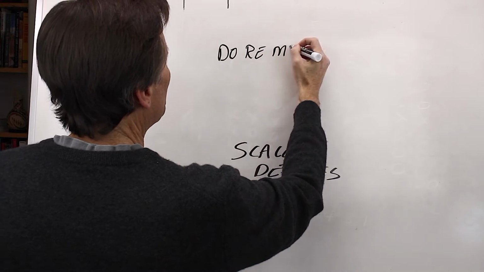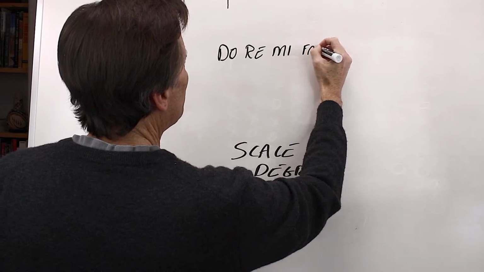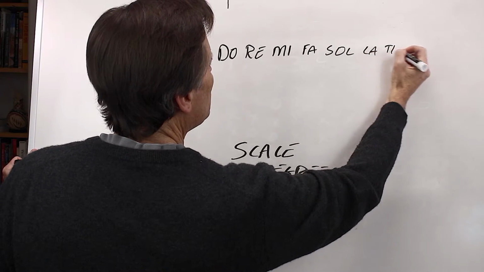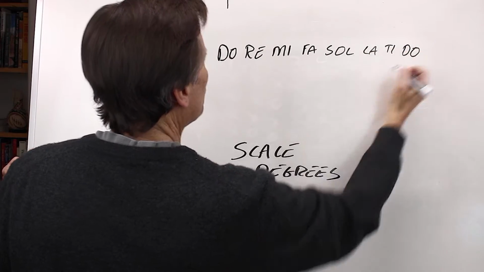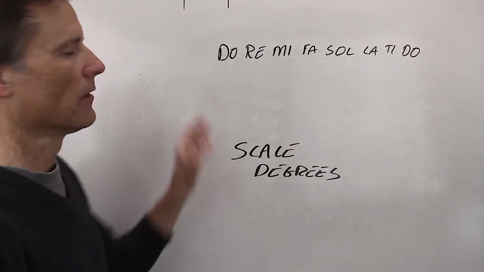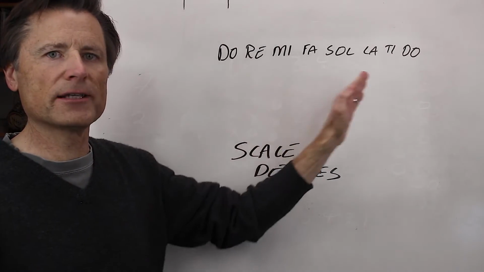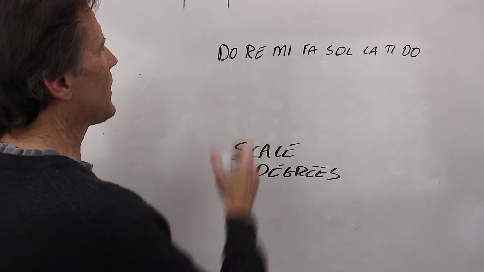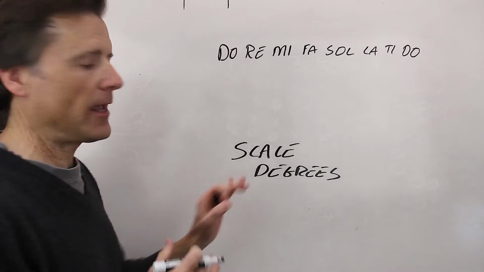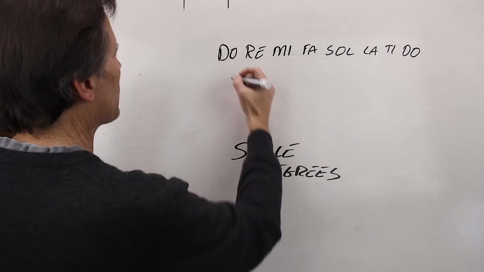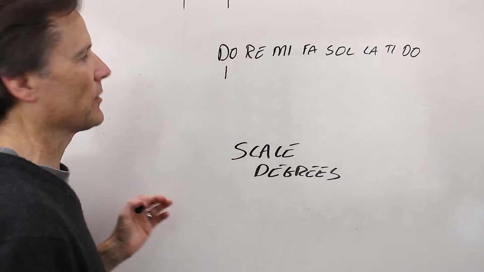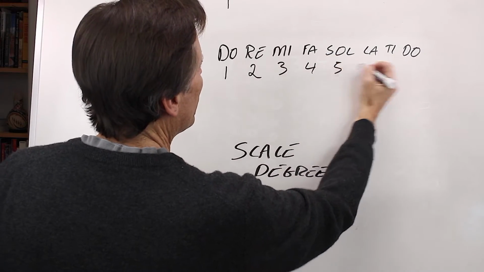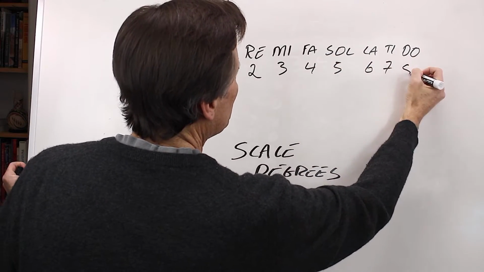We all know this scale. We've heard it many times. Do-Re-Mi, Fa, Sol, La, Ti, and then Do. So that's a major scale. Do, Re, Mi, Fa, Sol, La, Ti, Do. Pardon my singing voice. Now, each one of these then will assign a scale degree to. It's a number. So obviously the first note gets 1, then 2, 3, 4, 5, 6, 7, 8.